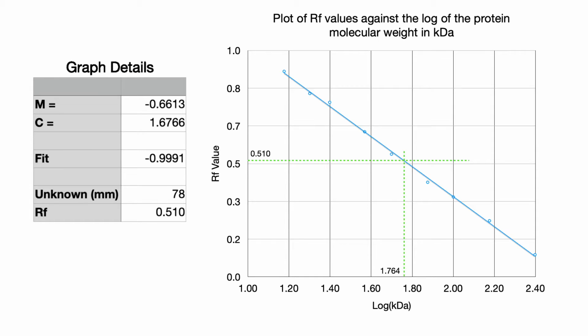We can also calculate this value using y equals mx plus c, using the values that we've got for m and c in the table. And this gives us a log value of 1.7644, and from that, if we anti-log that, it tells us that our unknown has a molecular weight of 58 kilodaltons. So that is how you determine the molecular weight of a protein on a gel. You plot the data using the RF values and the log of the molecular weight, and then you can determine, based on how far your unknown has run, its size in terms of kilodaltons.